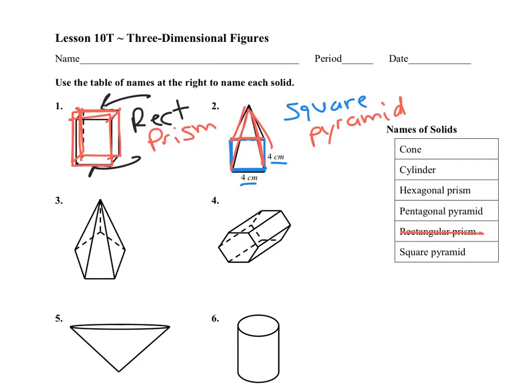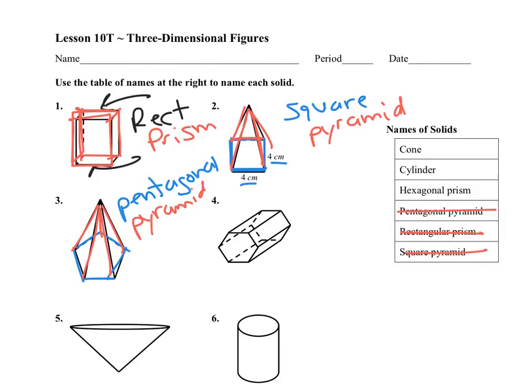On number 3, look at the base. You'll notice that the base has 5 sides. What shape has 5 sides? A pentagon. So this would be a pentagonal. And if you look at the faces, you'll notice that they are all triangular. So this would be a pentagonal pyramid. Let's go ahead and cross those out. We've got square pyramid, we're done with that. Pentagonal pyramid, we're done with that.